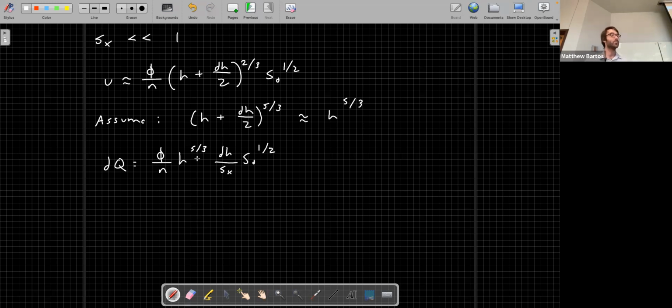We can integrate this because we have a dh on the right-hand side, a dq on the left-hand side. If we integrate this across the length of the gutter, what we end up with is the following equation. So we're going to integrate across the gutter.